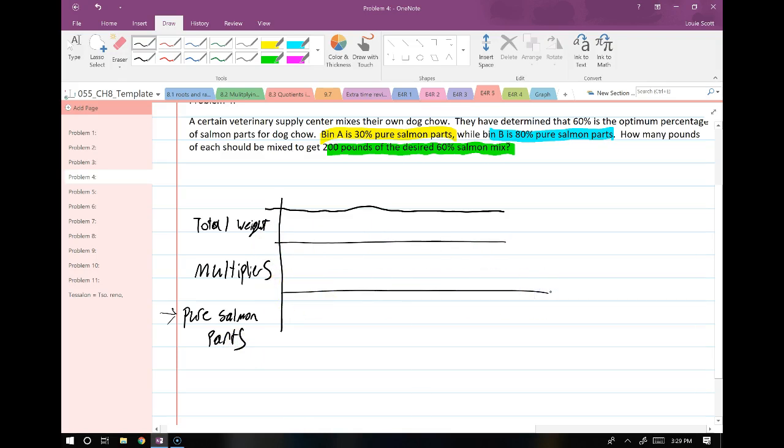Okay, so now I have my side. On top, I put my mixtures and then my mix. I'm going to put bin A right here. That is 30%. Bin B. That is 80%, and then my mix. And we want 60% on that mix.